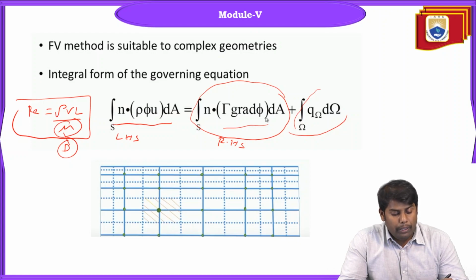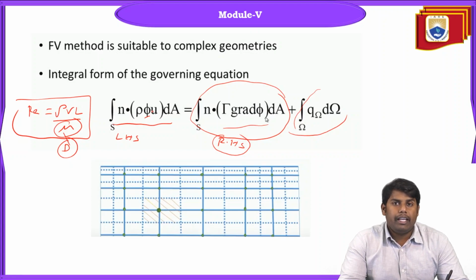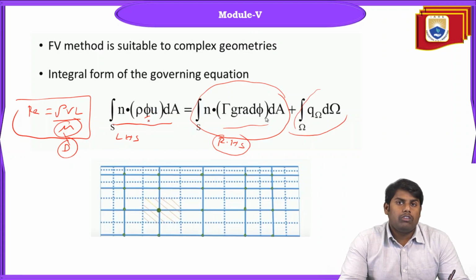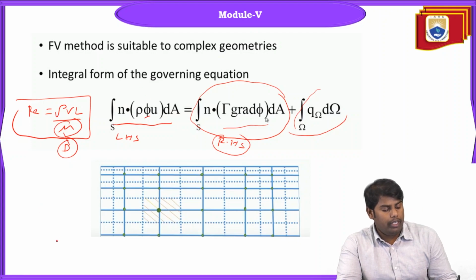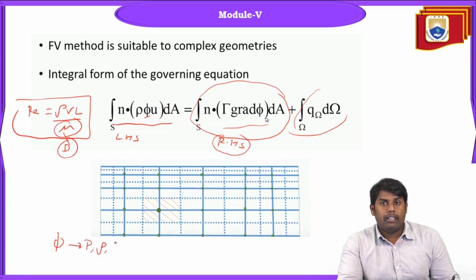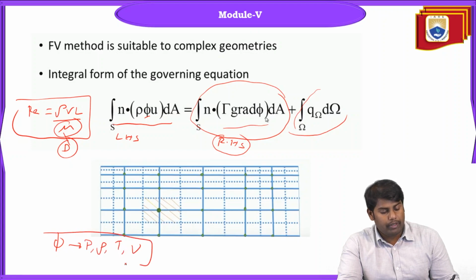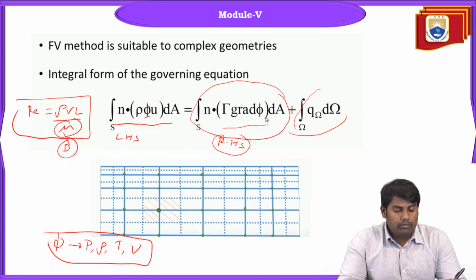Now, for the finite volume formulation, we had seen the RHS, which is the diffusion and the source term. So we need to see the convection term. Basically, what we need to see is rho phi u, right? Phi is any flow variable which we have. Phi is nothing but a property, where you can say it is pressure, density, temperature, velocity, anything can happen.